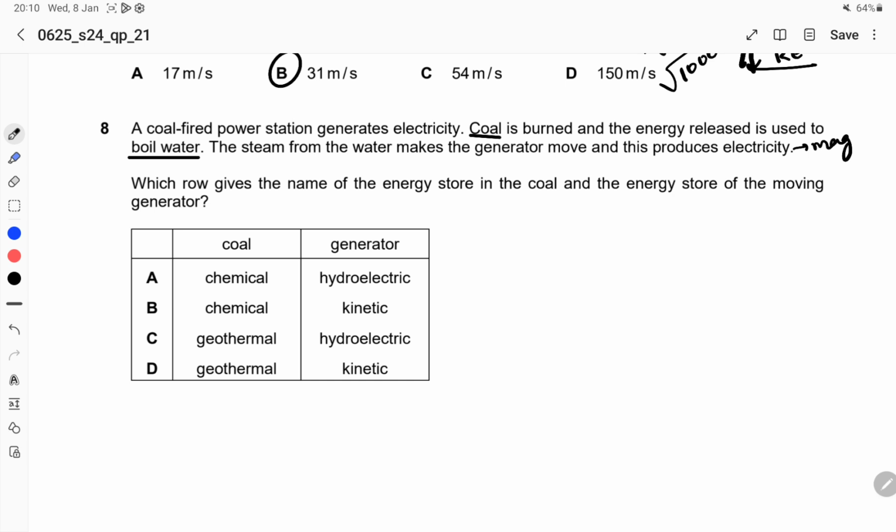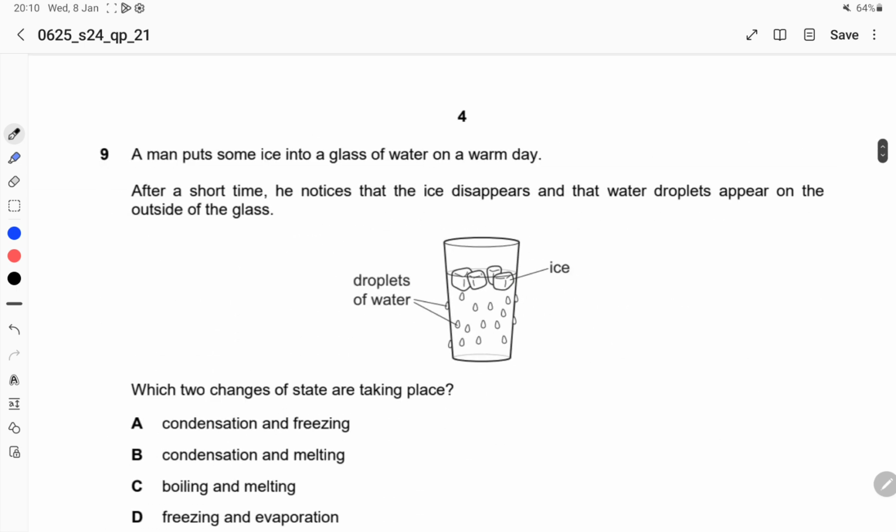Which row gives the name of the energy stored in the coal? Like we said, energy in the coal has to be chemical. And the energy stored in the moving generator, anything that's moving will have kinetic energy. So the answer becomes Bombay.